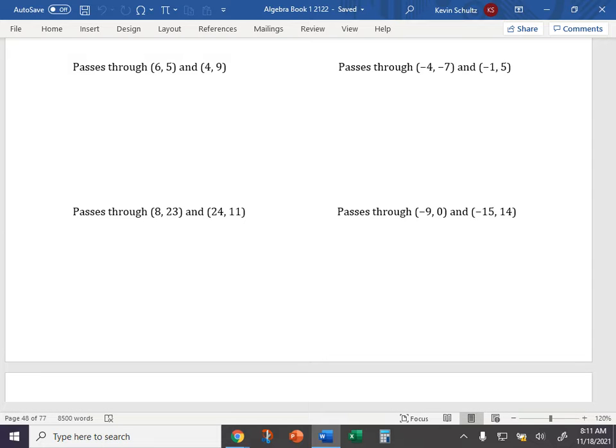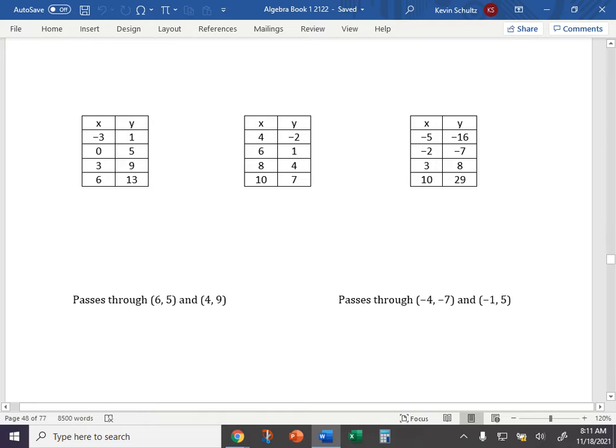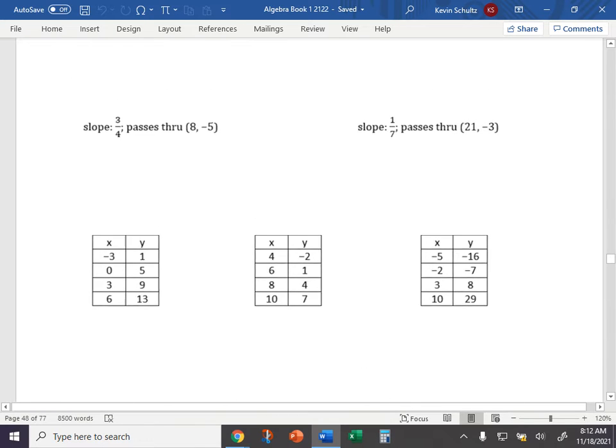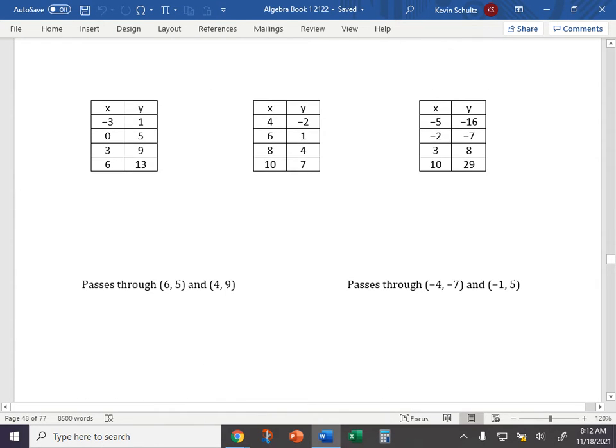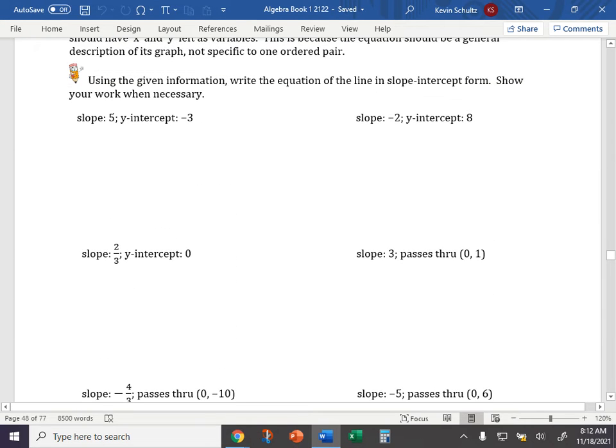So my point is that I can present you the information in lots of different ways. Here's a slope, here's the y-intercept. Here's a slope and a point that is the y-intercept. Here's a slope and a point that's not the y-intercept. Here's a table. Here are 2 points on the line. Regardless of how it's presented to you, your job is to still write the equation in slope-intercept form.